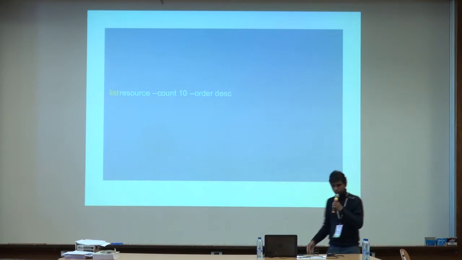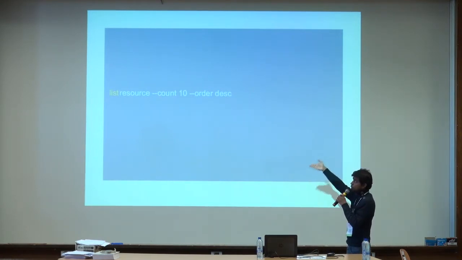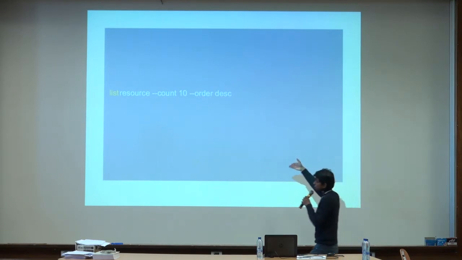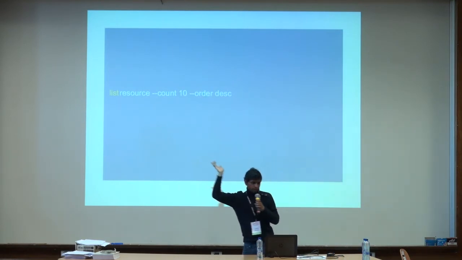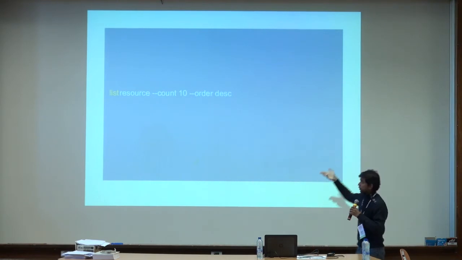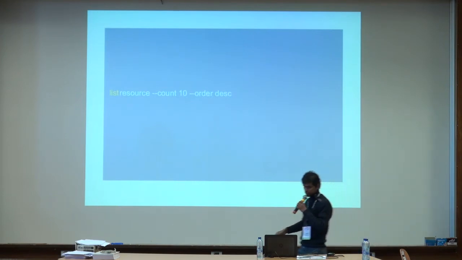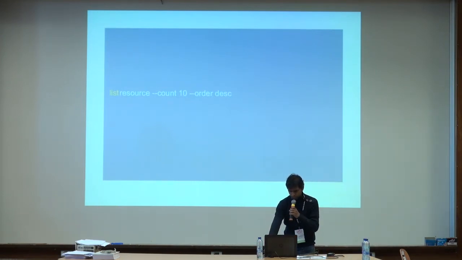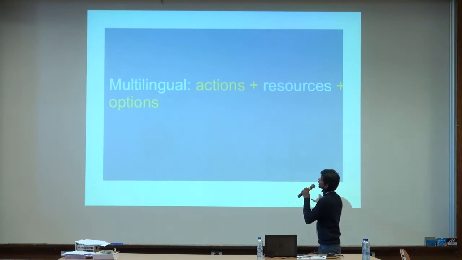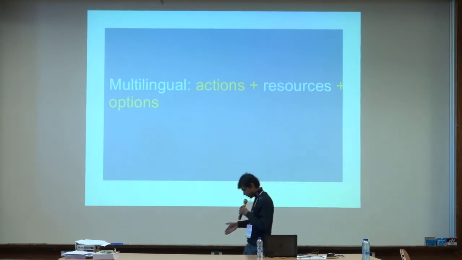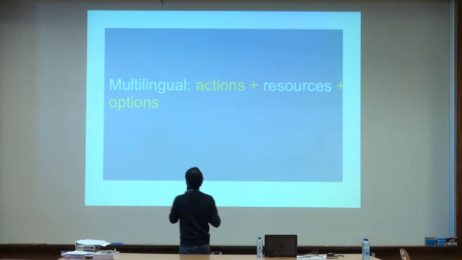For example, here I want to say something like: list the top 10 processes in descending order of some aspect of memory usage. So what I did: list resource --count 10 --order descending. So that's one way to do it. So what I want to conclude here is: multilingual actions, the resources, and the options.